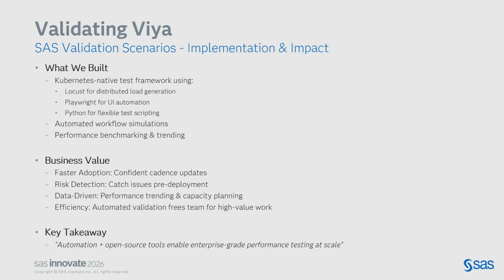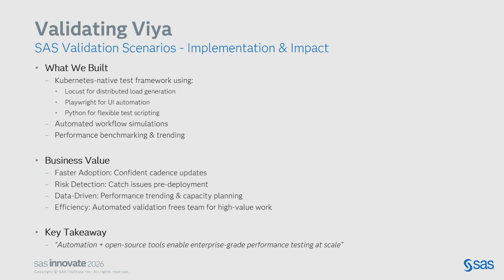So what we built is a Kubernetes-native test framework where we combine three open source technologies. As I said, Locust for the distributed load generation, Playwright for the UI automation, and Python for the flexible scripting. All of this feeds the performance benchmarking and trending, so we can compare the releases, detect the regressions, and understand the capacity limits between, let's say, when I did the O2 and then I did the O3. So I could compare the O2, whether my performance went up or down.